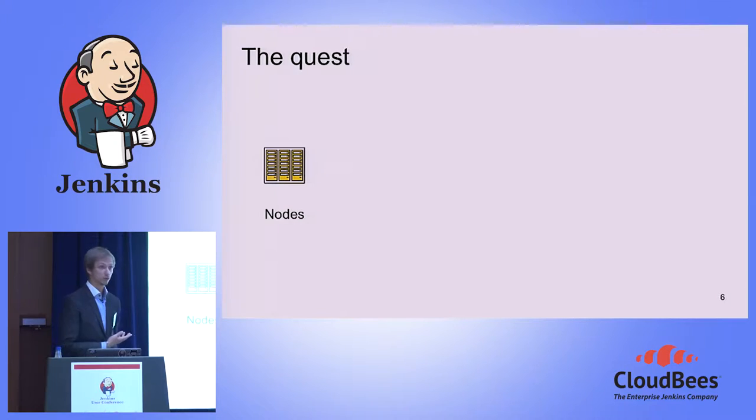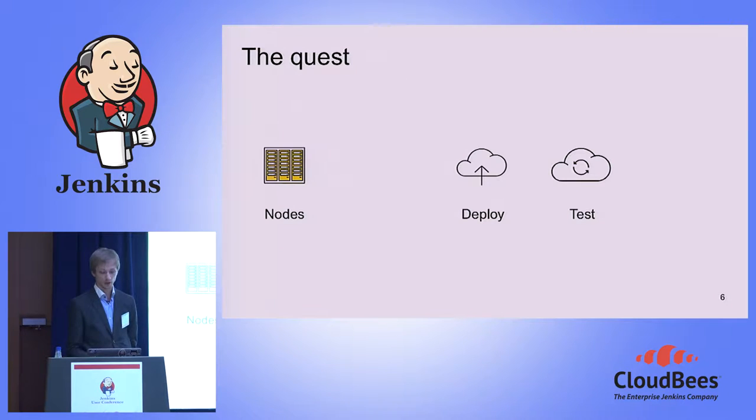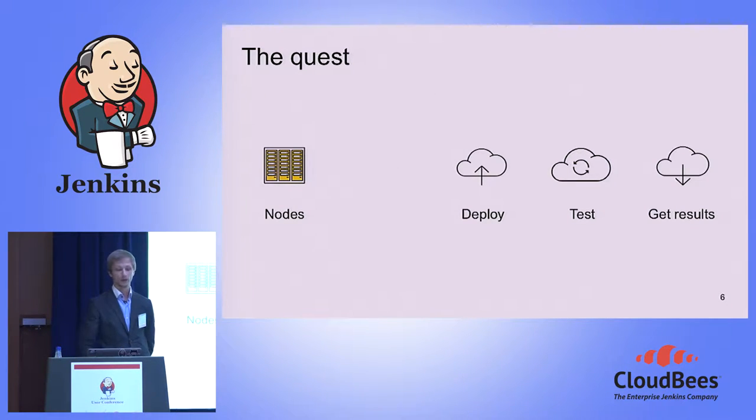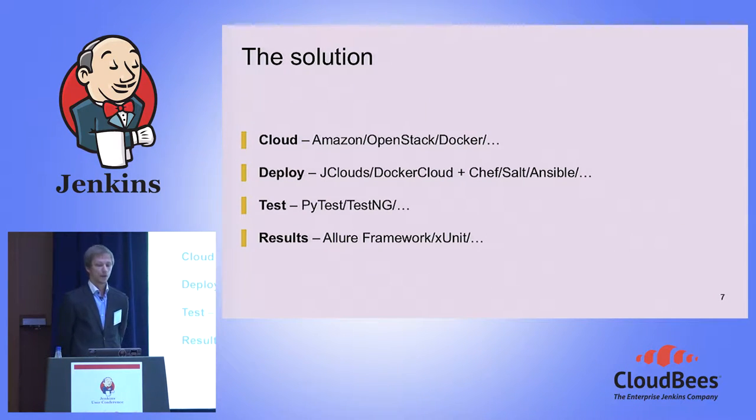You have some nodes, hardware inside your data center at your office or somewhere. You have to deploy your system to this node somehow. You have to test this system automatically somehow. You must get results. If you're very lucky, you also can have some cloud provider which will help you to get these environments, these nodes, and make it clear for you. The solution, as I already said, is rather obvious today. For cloud providers, we can use different things like Amazon, OpenStack, Docker, and so on. For deployment, we, for example, use the JClouds plugin. You also can use the Docker Cloud plugin for Jenkins and different deployment tools like Chef, Salt, Ansible, and so on. There are lots of them. For tests and results, there are frameworks like PyTest, TestNG, Allure, XUnit, and so on.